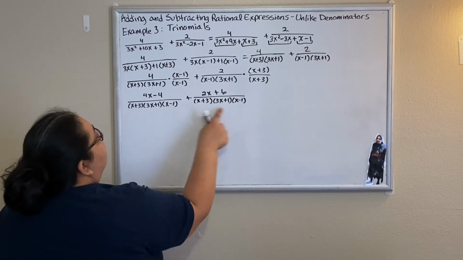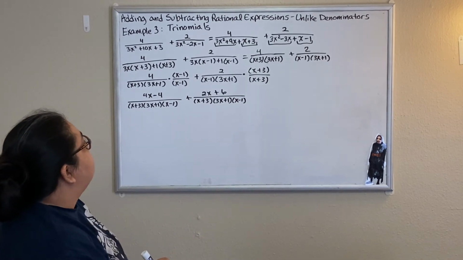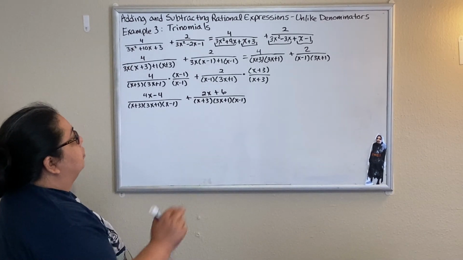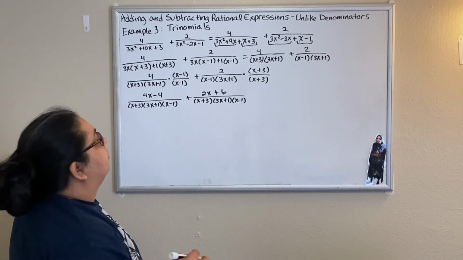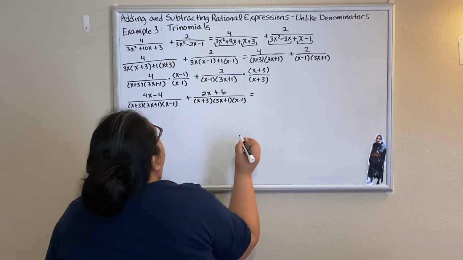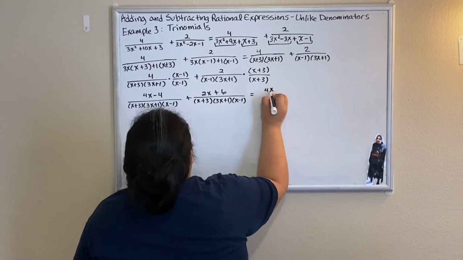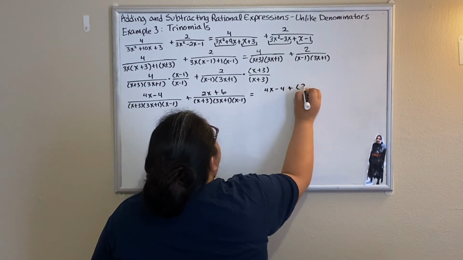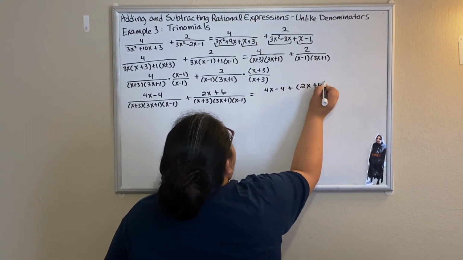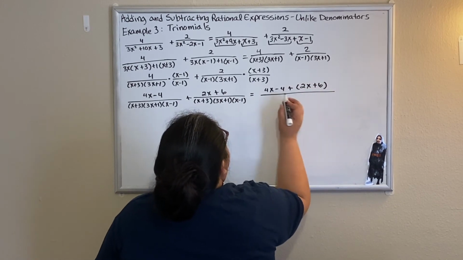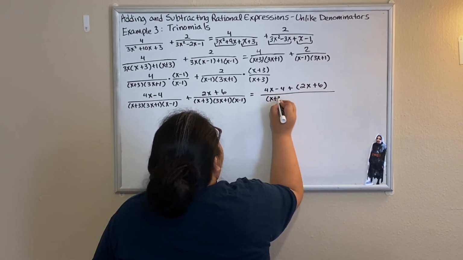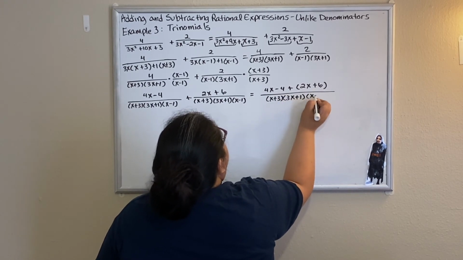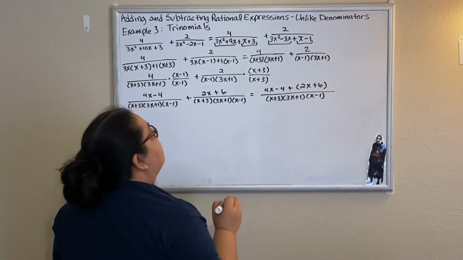So now notice we have common denominators. We have the same denominator for both of these rational expressions. So we can just combine the numerators. So in the next step, we're just going to combine everything. We're going to say 4x minus 4 plus parentheses 2x plus 6. And all of that is going to be over x plus 3 times 3x plus 1 times x minus 1, that common denominator that we had.